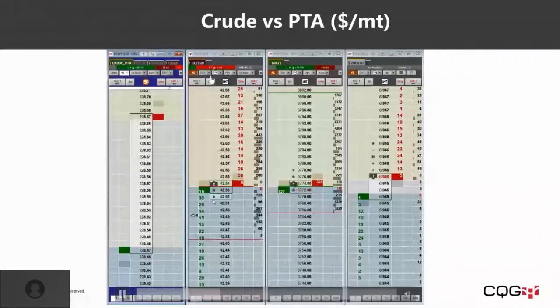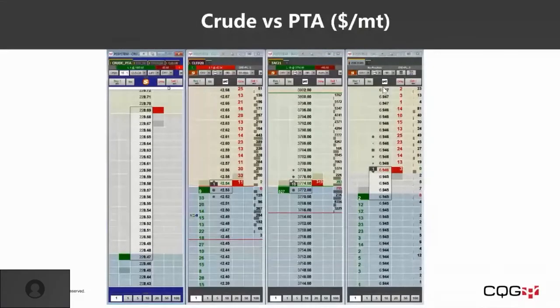I'm short crude, and I'm long the PTA, but I've got zero position on ZUC. If I was to hedge, I would see my position accordingly.